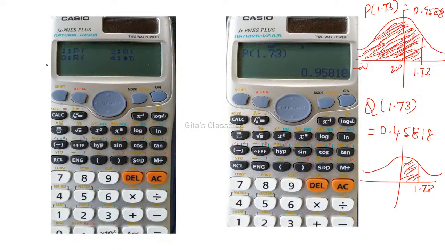Which area actually? Here I'll draw. This is 1.73. R of 1.73 is this area. This is equal to 0.041815. That is 0.5 minus this value. Correct, Shrutika. Very good. 0.041815, yes, very good all of you.